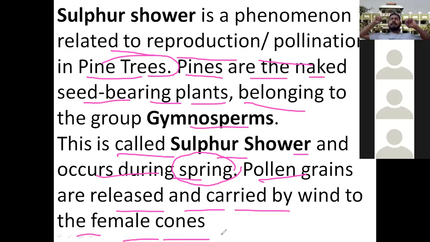I told you already, when the pollen grains are released from the Pinus tree, it looks like a shower, because the number of pollen grains is very huge. The pollen grains are present in the maximum quantity. When they release, they look like a sulfur shower.